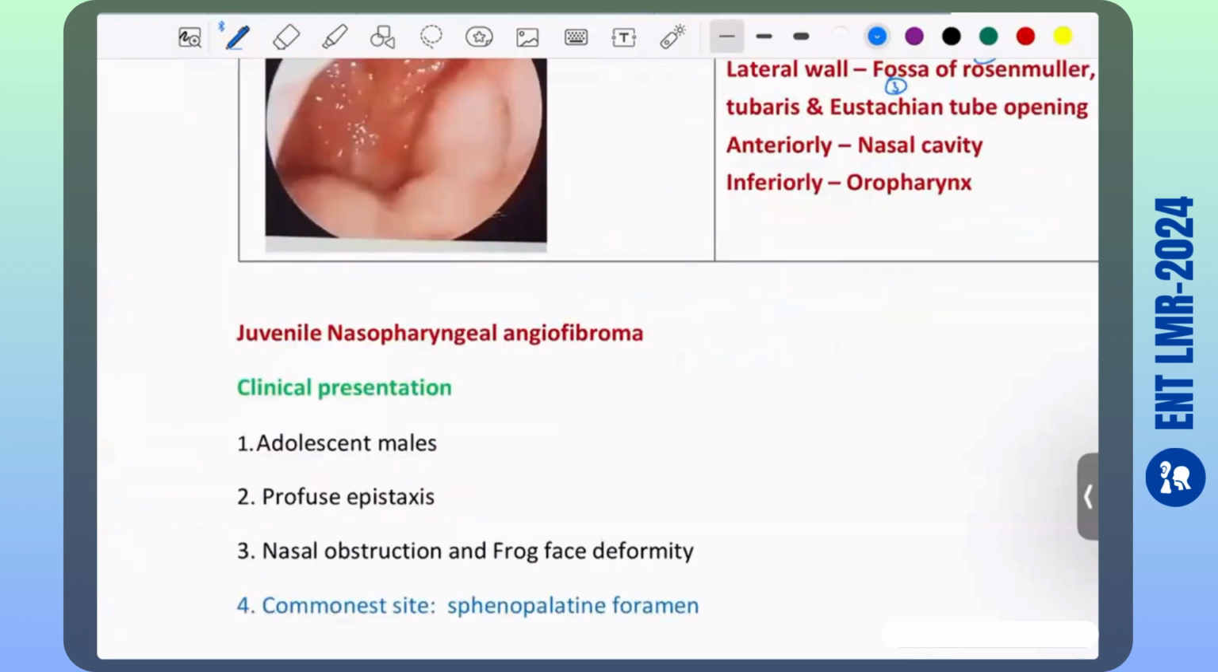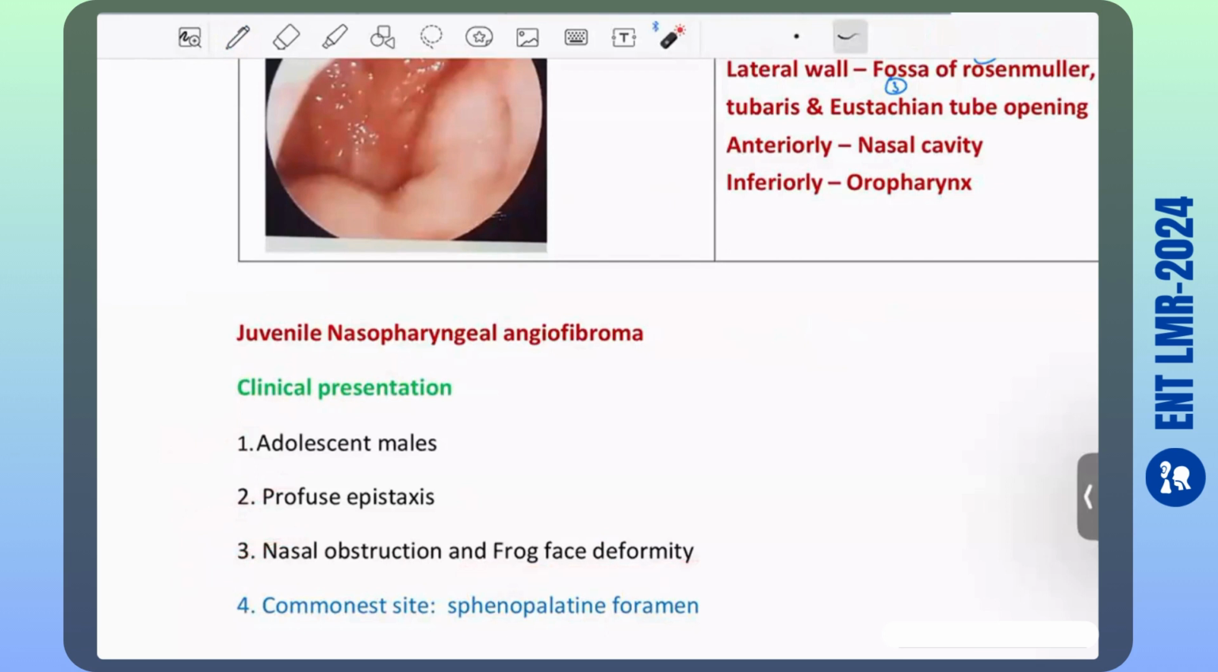So what are the diseases that are associated with the nasopharynx? The first one is JNA, juvenile nasopharyngeal angiofibroma. Very important. It's a benign tumor, completely encapsulated, but the capsule has some contractile material. That's why it is a very vascular tumor. It is present in adolescent males. It will cause profuse epistaxis. He will have nasal obstruction and frog face deformity.